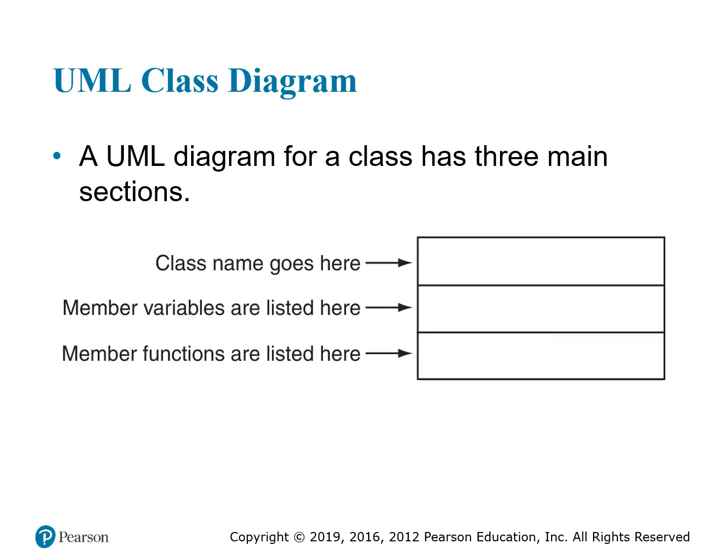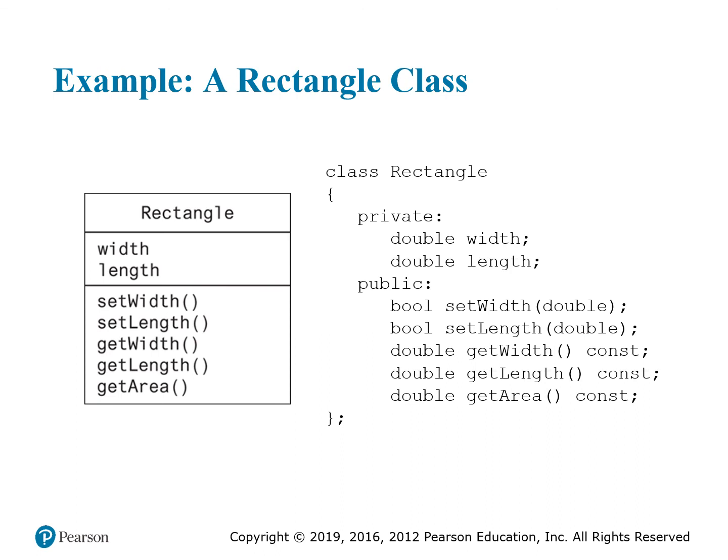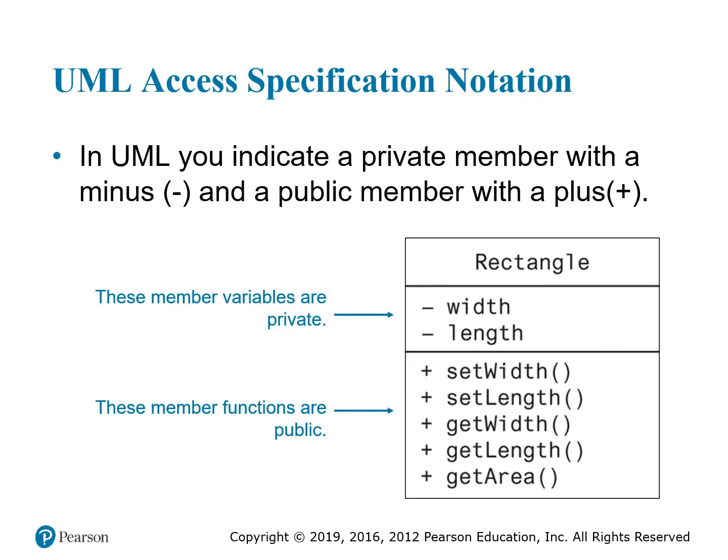So the basic UML diagram has a 3-box stack. The first box gets the class name, the next box gets the member variables, and the next box gets the member functions. So for our rectangle that we keep coming back to, it would look like this. But how do you know which things are private and which things are public? Well, we add minuses in front of the names for private members and pluses in front of the names for public members.